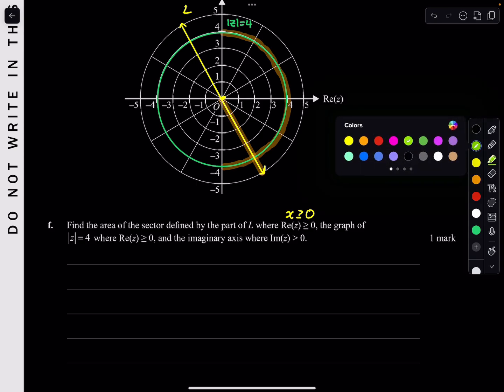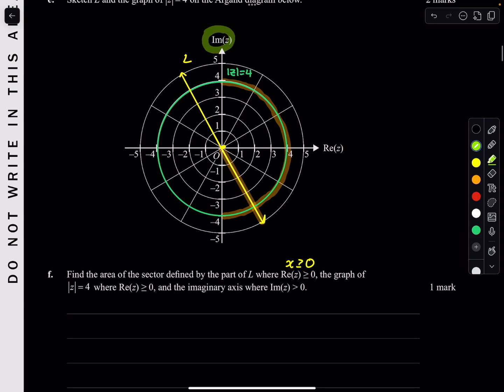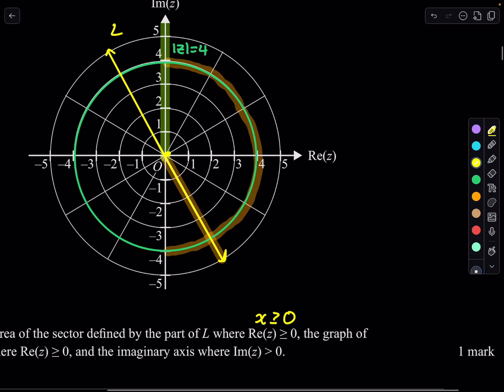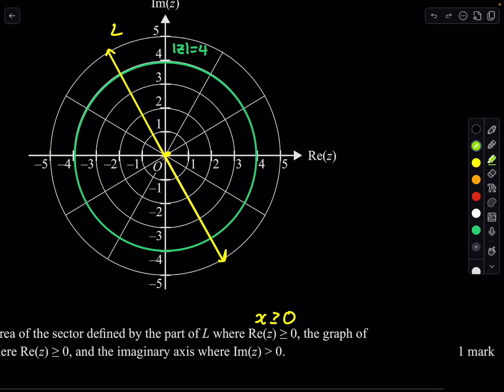from y greater than 0. So remember, this is your imaginary axis. So coming here, this is your imaginary axis. And we're saying from y greater than 0. So basically all the way here. And so this is the sector. You can see that the sector is this part over here. Now I know where the sector is, I'm going to highlight it nicely, with this color here, so we can know where it is.